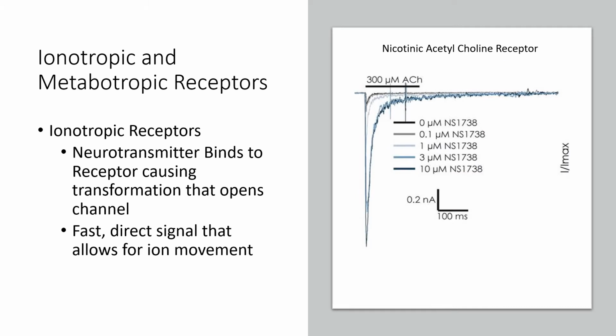If we look here, we have nicotinic acetylcholine receptors expressed in some tissue, and they apply 300 micromolar acetylcholine. You can see the quick response here. The black is without any of the drug that they're applying. It doesn't really matter what drug they're talking about. It's just an example of how quick that current is when the acetylcholine gets applied to the nicotinic acetylcholine receptors. So they're fast ionotropic, meaning that they open up and ions just start to flow through.